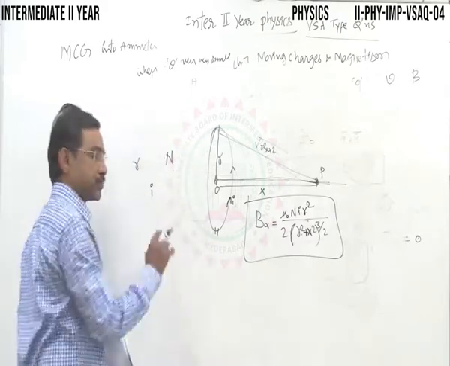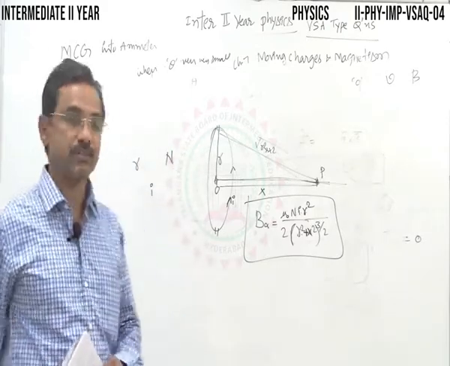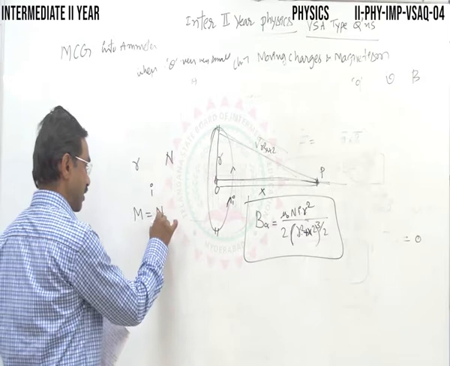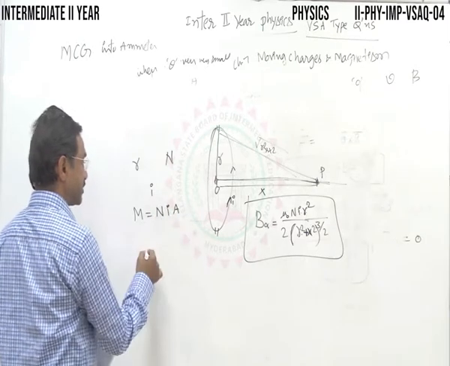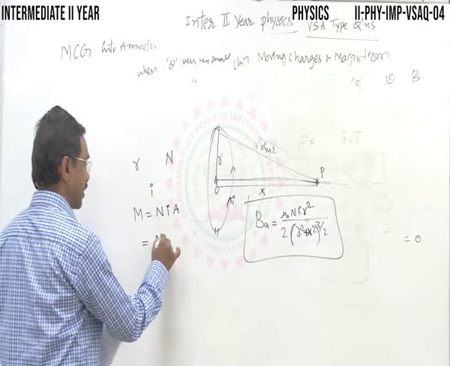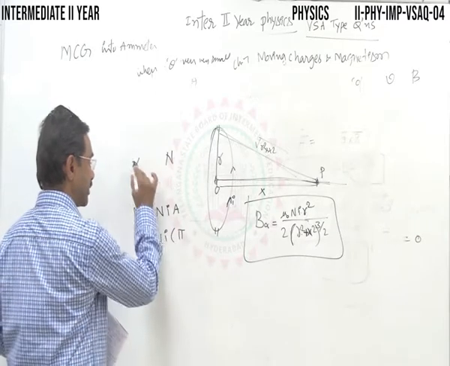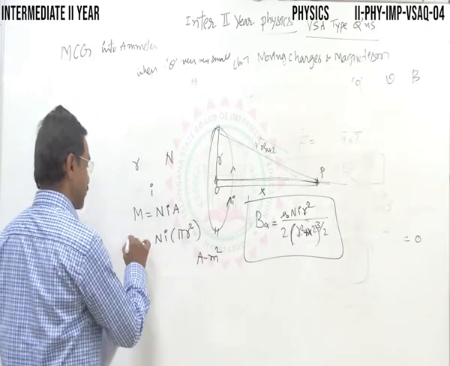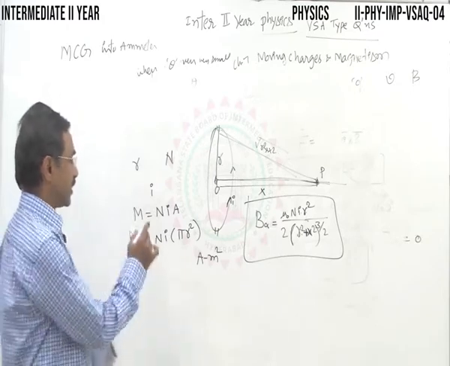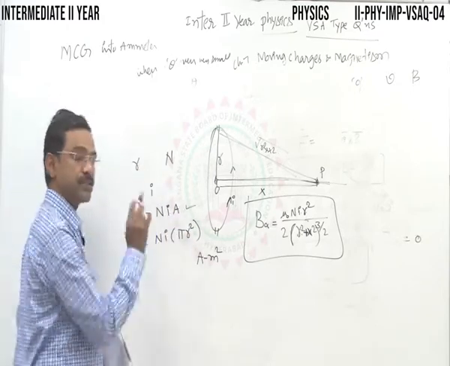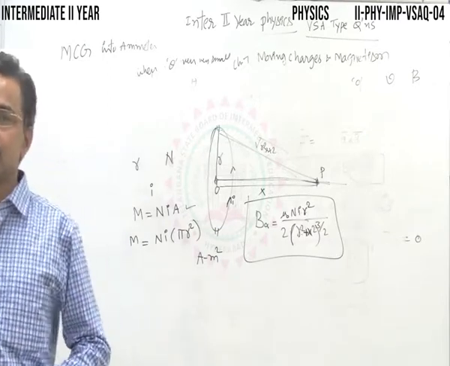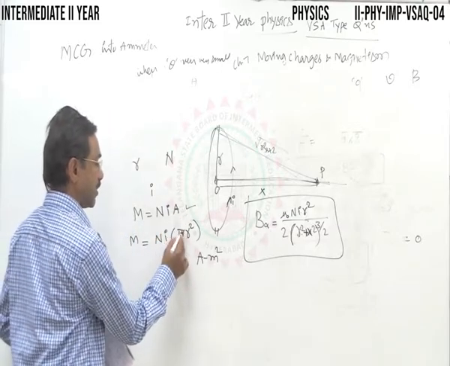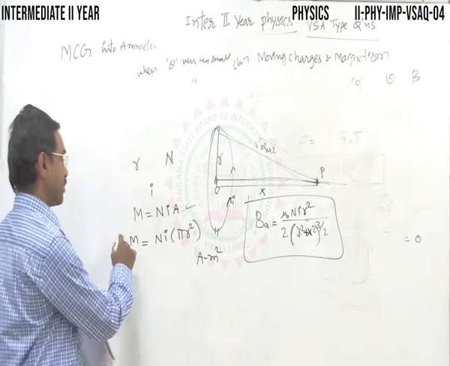So magnetic moment expression, we already derived it, isn't it? Hope you remember. Magnetic moment M is equal to NIA, where A is the area and N is the total number of turns, or NI pi r square, because the radius is given. Units are ampere meter square. Here N is the total number of turns in the coil, I is the strength of the current, and A is the area of the circular coil. Pi r square is the area.